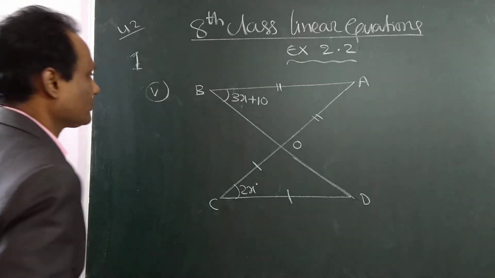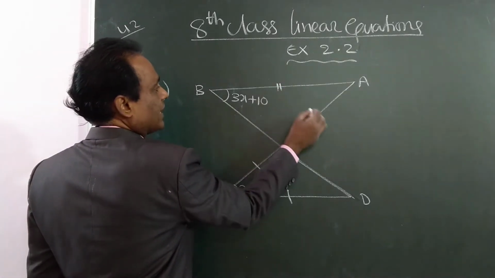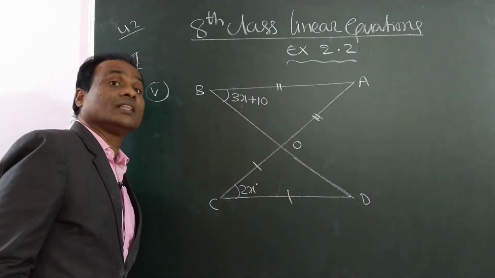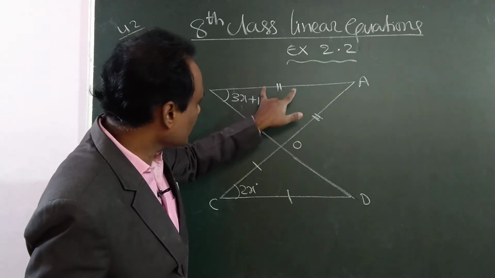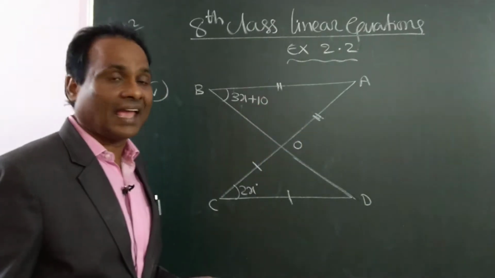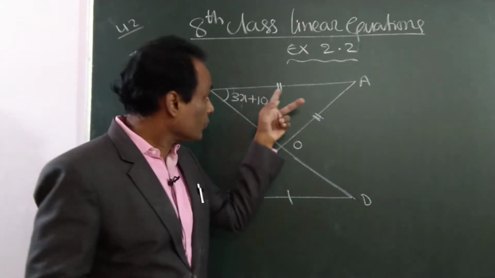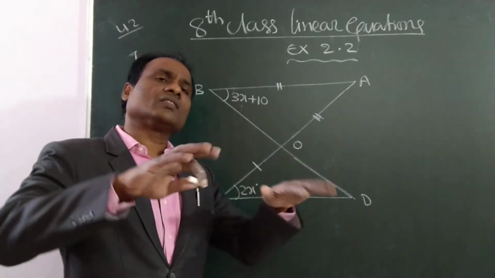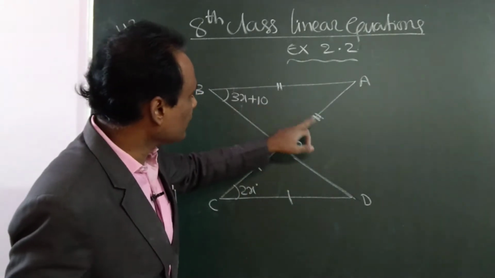See here. What is the meaning of this? Why these two lines are mentioned? The meaning is, say this is 2 units, this is also 2 units. That means these two sides are equal. In a triangle, all the three sides may be equal, or two sides may be equal, or all the three sides may be different. So in this case, two sides are equal.